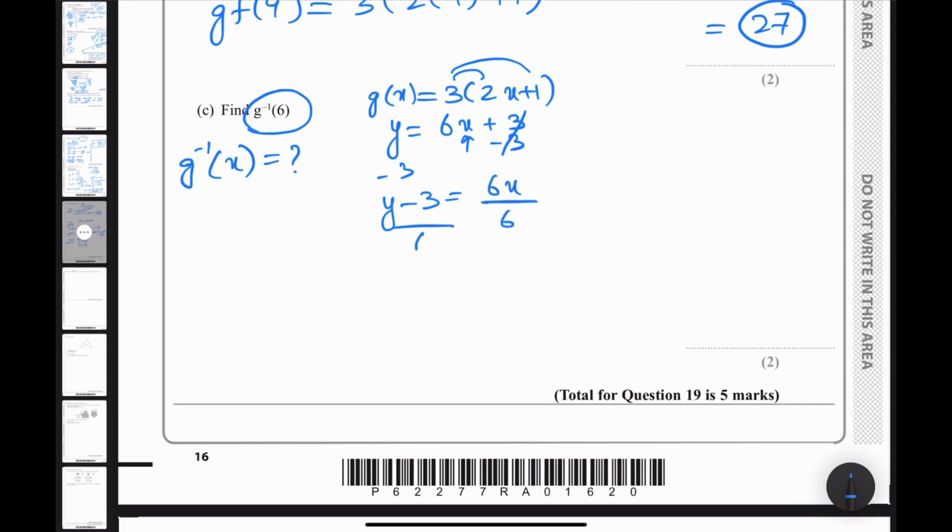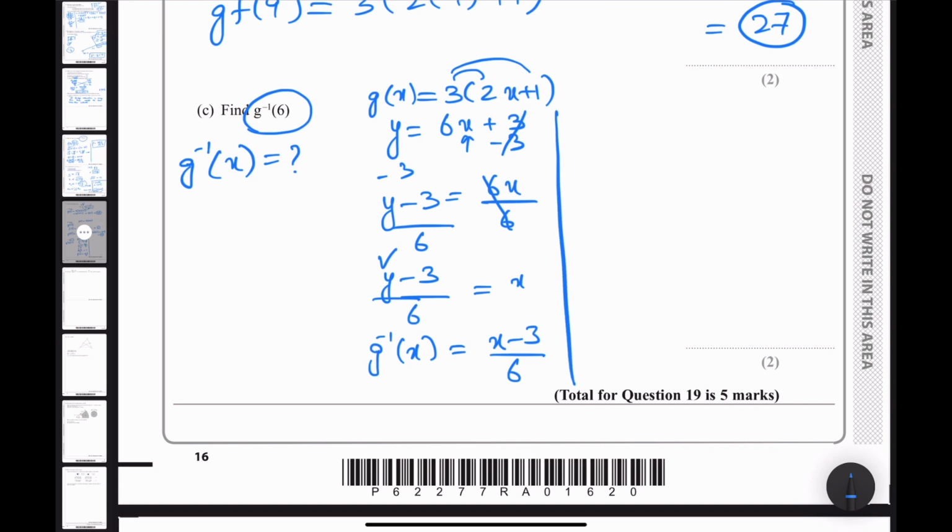Now I'll divide both sides by 6. So x will become equal to (y minus 3) over 6. Now I'll just switch the signs. So my g inverse of x will become equal to, I'll just replace y with x. So it will become (x minus 3) over 6.